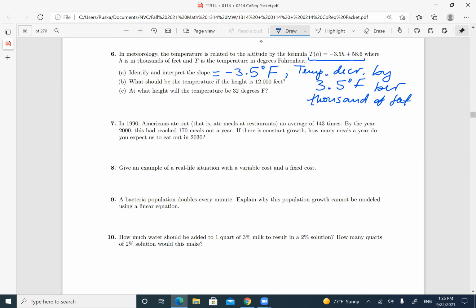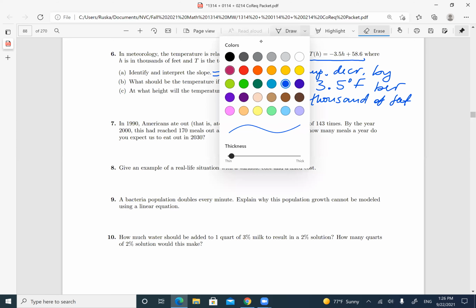The next one is what should be the temperature if the height is 12,000 feet. So that's the height, right? So when h is 12,000, what's going to be h?